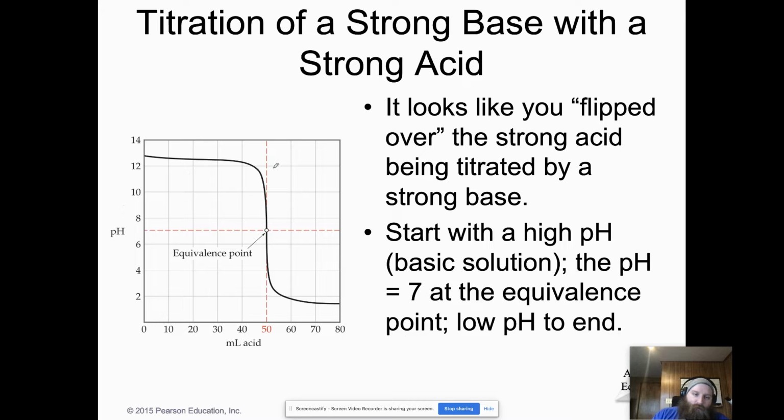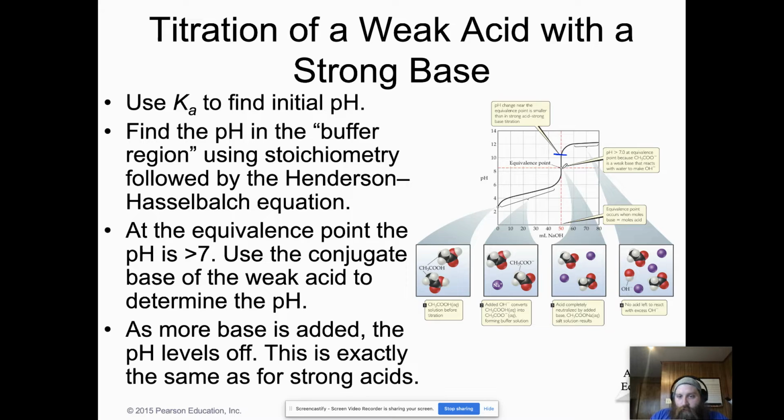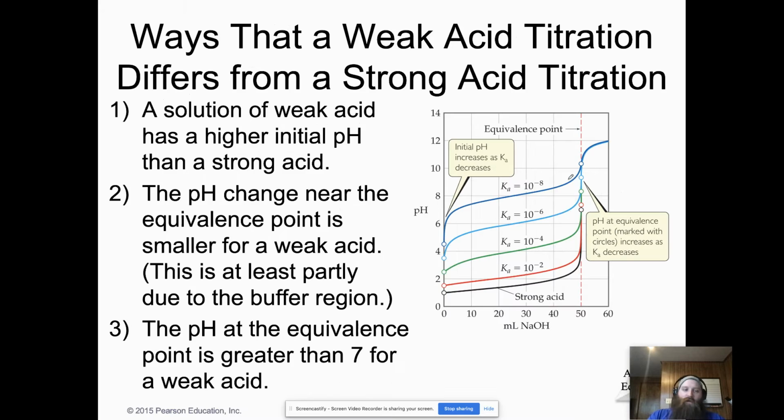So what do I mean by number 2? Well, look at the height of this curve, right? The relatively flat area compared to the relatively vertical area of this curve. So it's shorter. So that's what number 2 means there. The pH change near the equivalence point is smaller, all right?